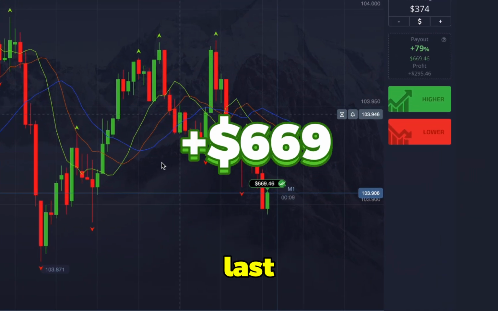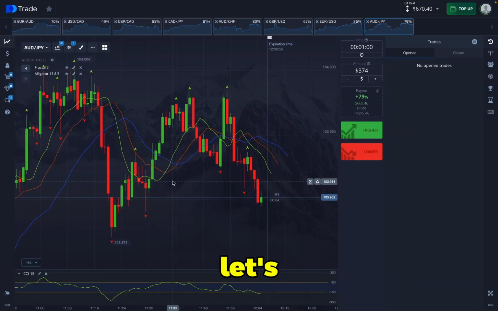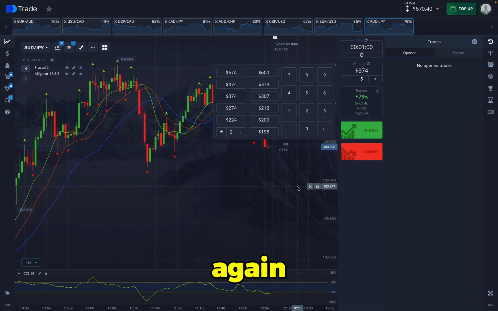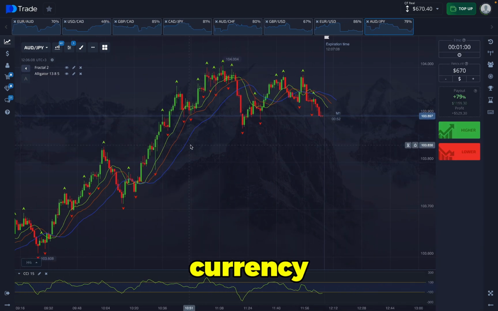And literally in the last seconds, there was an exit and the deal was closed at a plus. Great. Let's probably change the amount of the transaction value and set the maximum again to get into an excellent profit for today. And let's select the next currency pair.